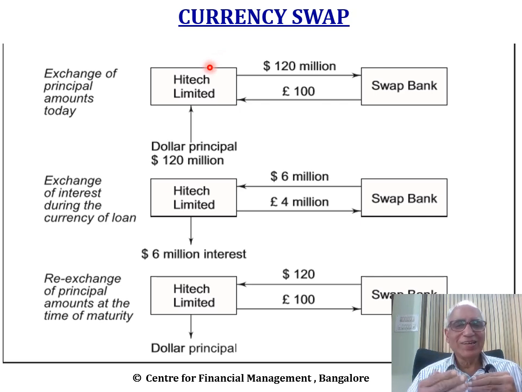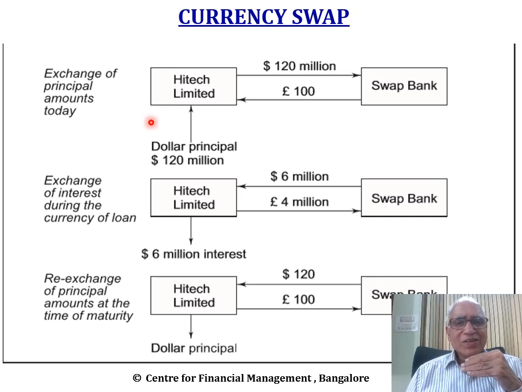Hi-Tech Limited is an American company very well known in the US capital market. Hi-Tech Limited wants to set up an operation in the UK for which it requires 100 million pounds. Hi-Tech is not known well in the UK capital market, so Hi-Tech raises $120 million in the US capital market at an interest rate of 5%, which is equivalent to 100 million pounds. So initially, this is the exchange between Hi-Tech Limited and the swap bank. Hi-Tech Limited gives the swap bank $120 million, which it would have raised in the US capital market. In turn, Hi-Tech Limited gets 100 million pounds, which it uses for its UK operations.